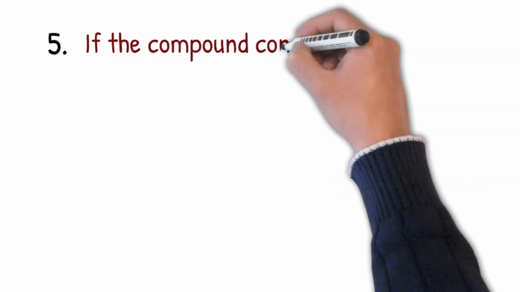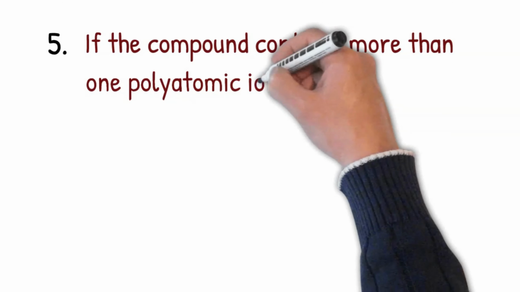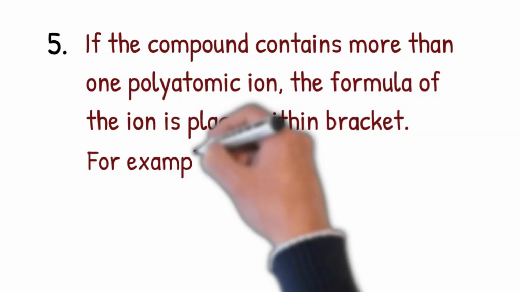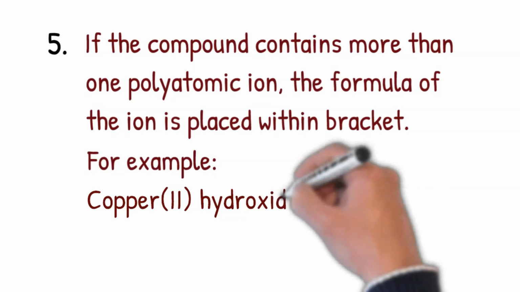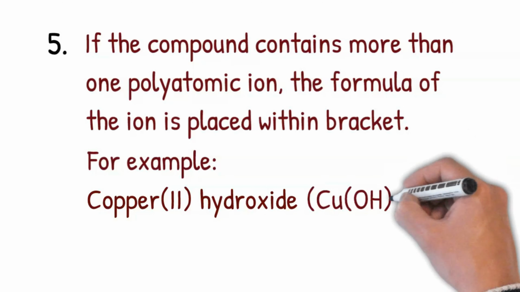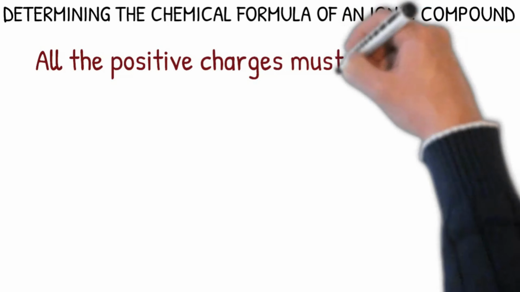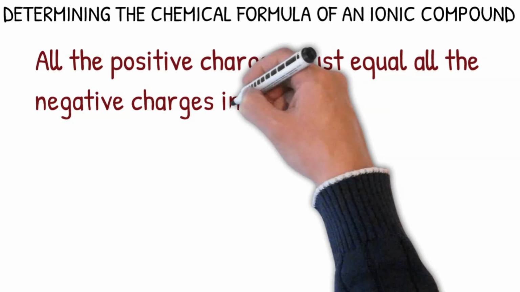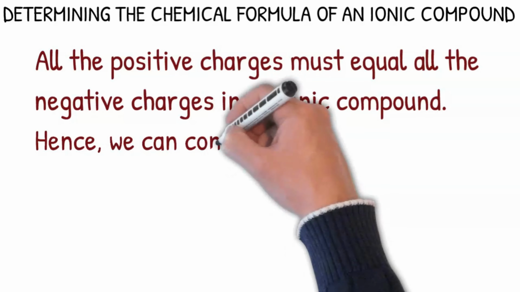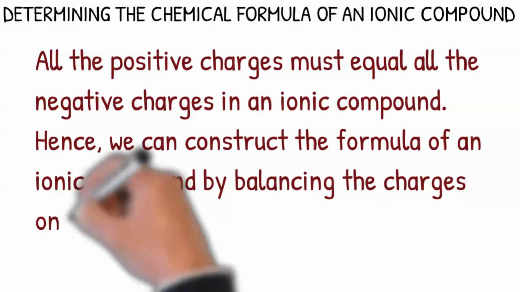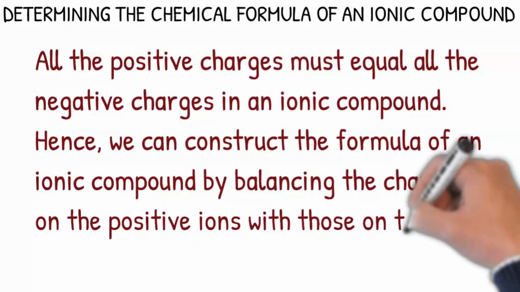If the compound contains more than 1 polyatomic ion, the formula of the ion is placed within brackets. For example, copper(II) hydroxide, Cu(OH)₂, not CuOH₂. Determining the chemical formula of an ionic compound: all the positive charges must equal all the negative charges in an ionic compound. Hence, we can construct the formula of an ionic compound by balancing the charges on the positive ions with those on the negative ions.